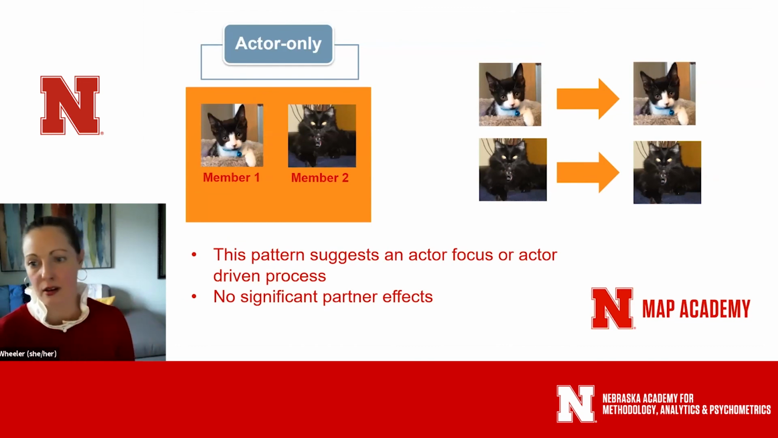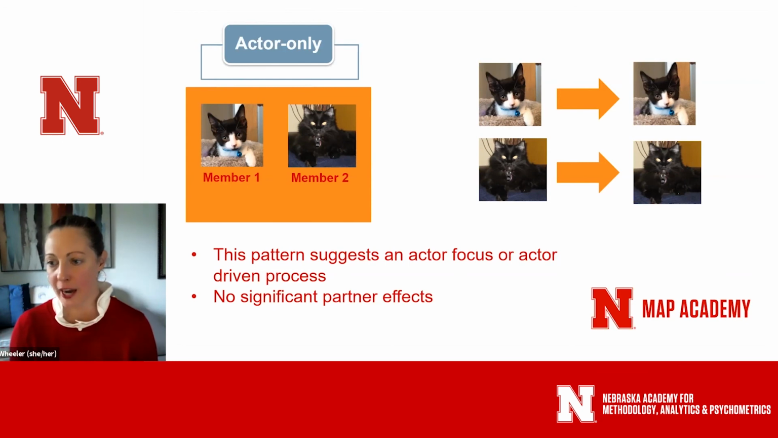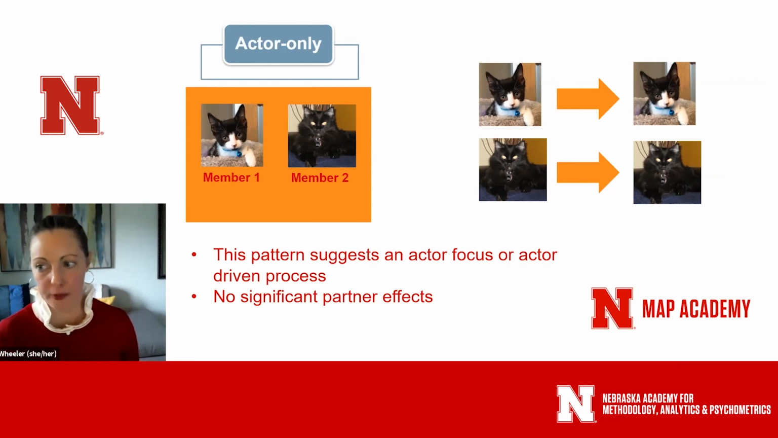So what do these patterns represent conceptually? So an actor-only pattern occurs when there is the presence of actor effects for either or both dyad members, and there is also the absence of partner effects.